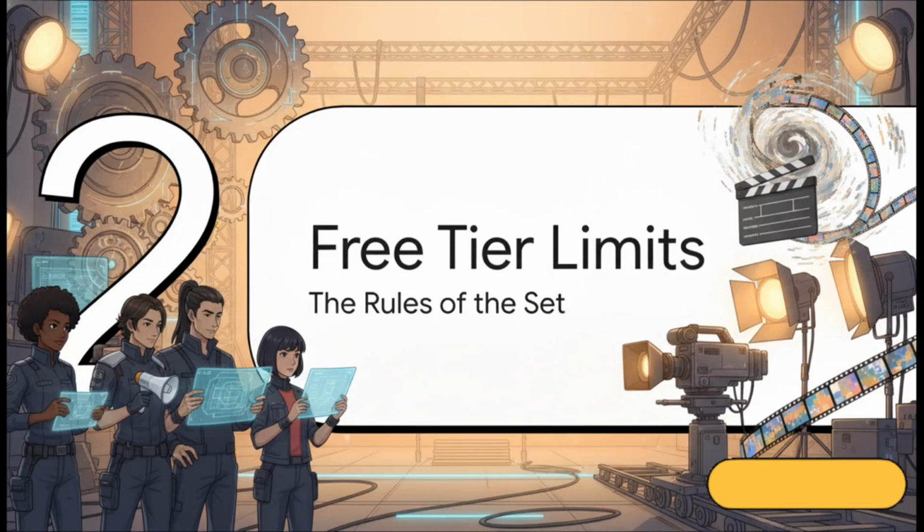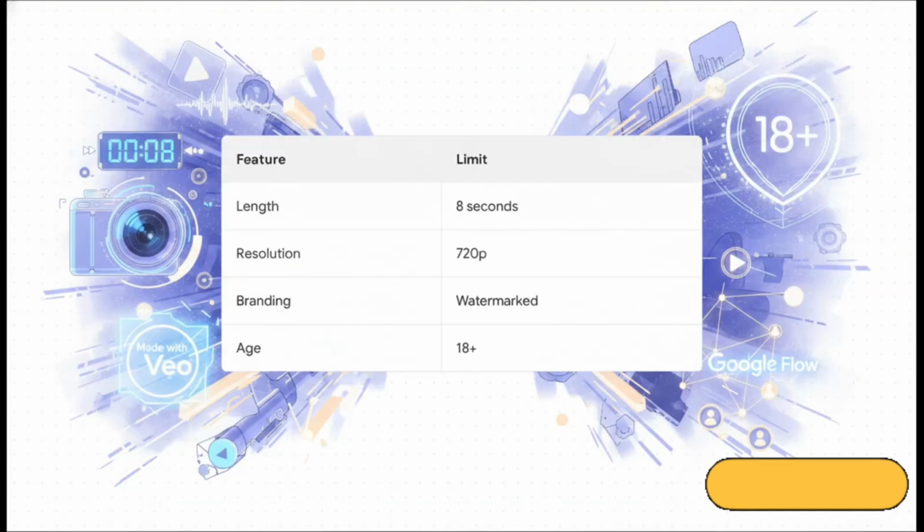All right, moving right along to Section 2, know the free tier limits, the rules of the set. Look, before you go yelling action, every director needs to understand the physical limitations of their studio, right? For free and pro-tier videos using Veo 3.1, your maximum length is capped at a short, punchy 8 seconds. The max resolution is going to be 720p, and yeah, you're going to have a mandatory Made with Veo watermark in the corner. Finally, just a heads up, to use Google Flow, you do need to be 18 years or older. Knowing these parameters up front is absolutely crucial so you can script ideas that actually fit your canvas.